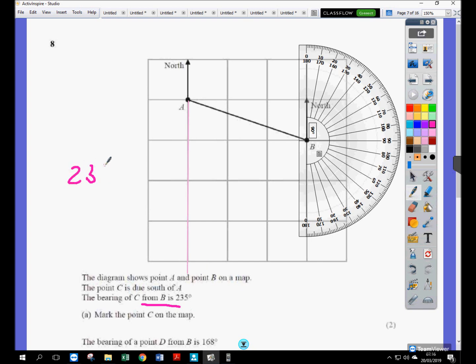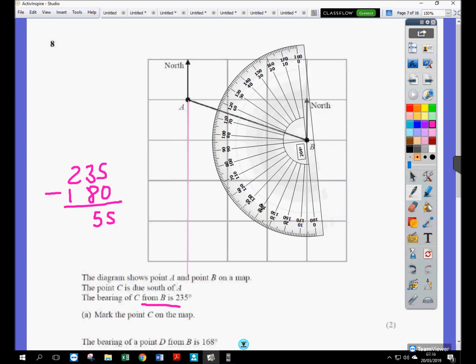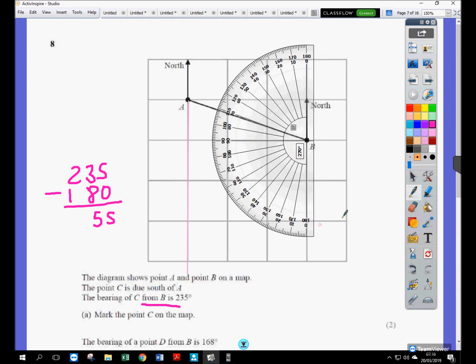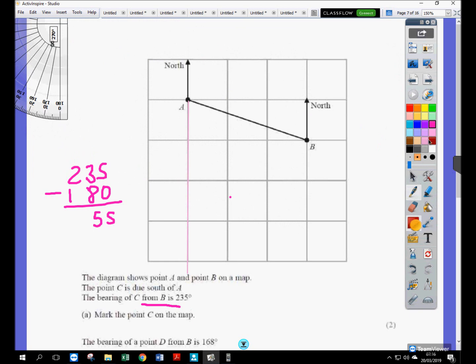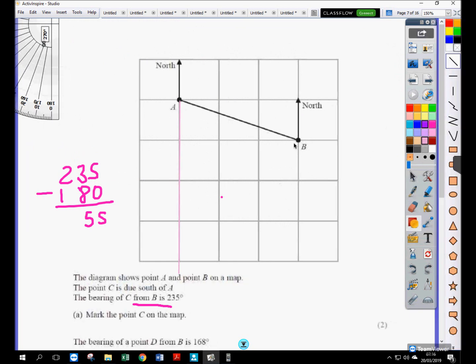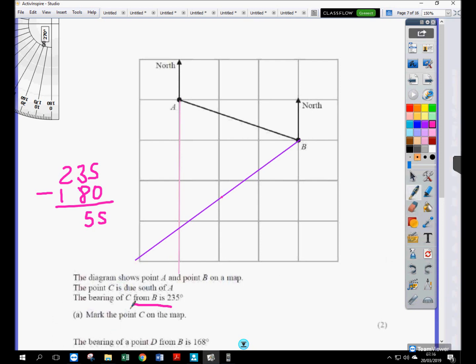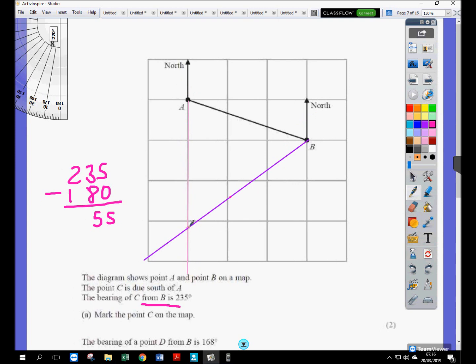So I just need to figure out what I need to add on from 180 up to 235. So 235, take 180. This is the extra angle I need to add on. 5, 23, take away 18, 5. So it's 55. So I just need to add on another 55 degrees after the 180. So just line that up nicely. Okay, let's place a dot at 55 degrees. Just about there. And now I'm going to draw a line that extends from B in line with this dot, but quite far. And as you can see, it's due south of A, and it lies on that line, so it must be here. See?